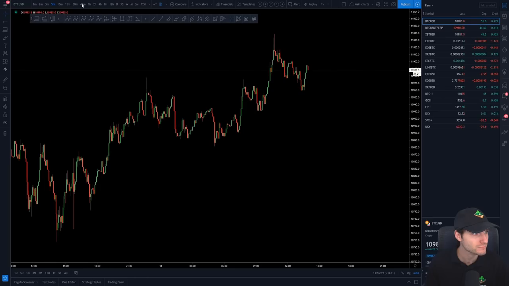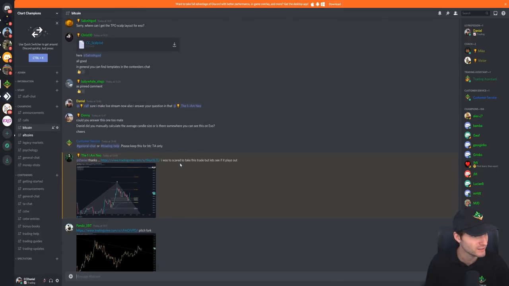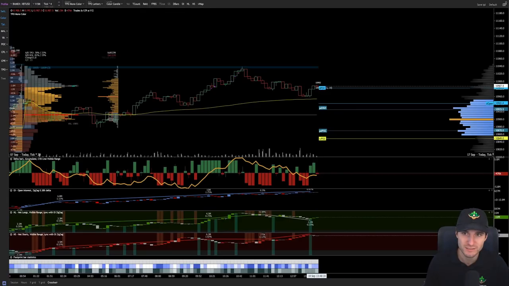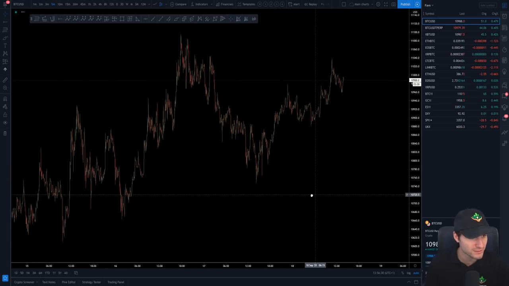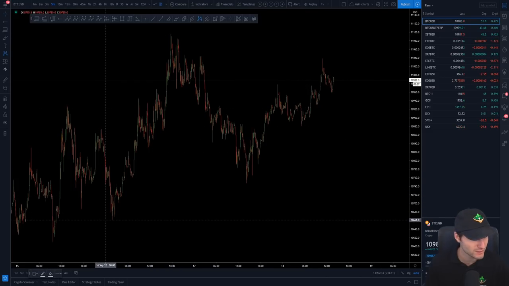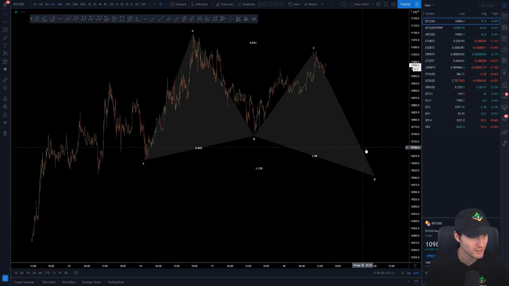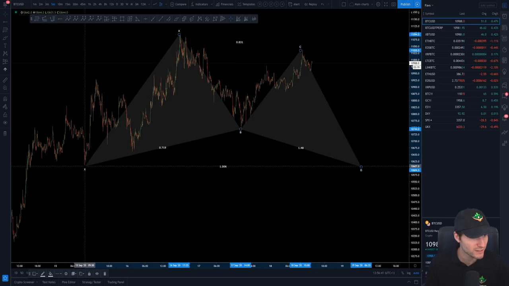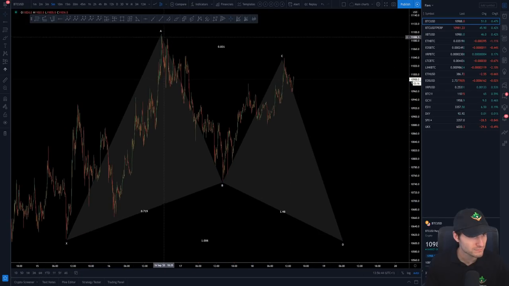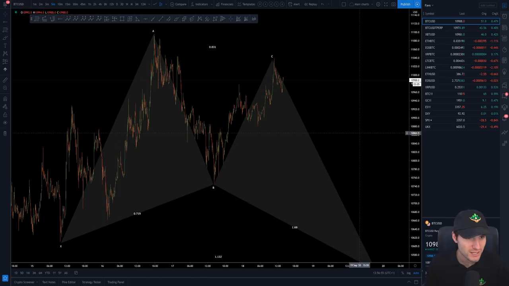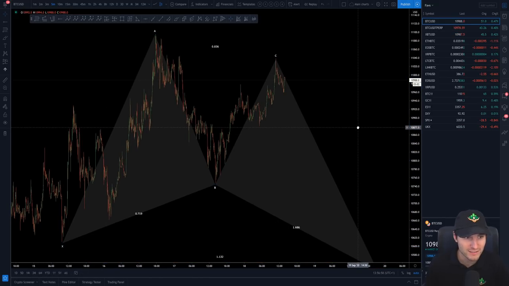Let's start with that. So his butterfly that he posted in here: is this valid? Let's just load this up. I'm not trading off this butterfly, but I can still check it. So he's looking at X, A, B, C, D. First of all, I would always start at the lowest pivot here. He's gone to roughly the 786, back up to roughly the 886, and is expecting downwards movement. Technically, one could say this is valid.